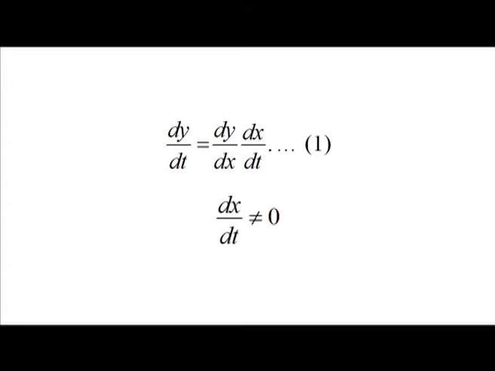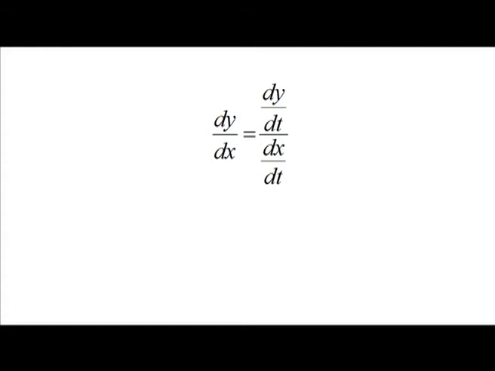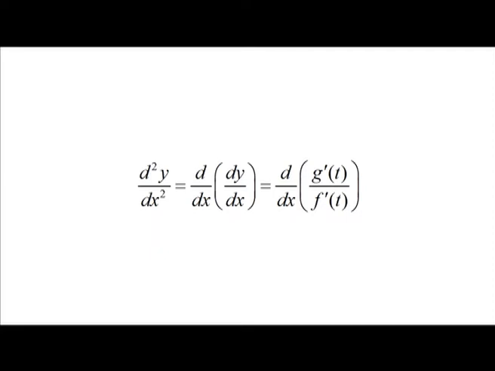If dx by dt is different from 0, we may divide both sides of equation 1 by dx by dt to solve for dy by dx and obtain dy by dx is equal to dy by dt divided by dx by dt. Hence, when dx by dt is different from 0, y1 is equal to dy by dx, which is equal to g prime t by f prime t. Differentiating this with respect to x, we obtain d square y by dx square is equal to d by dx of dy by dx, which is equal to d by dx of g prime t by f prime t.